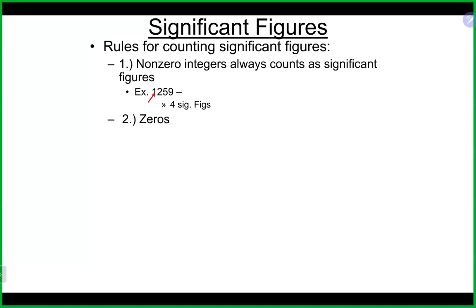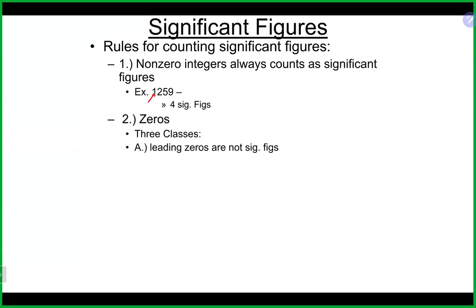Now, zeros are the ones that usually will give people a hard time. And there are 3 types of zeros that we come across. There is what is sometimes referred to as leading zeros. Leading zeros are not significant. So you could have 1,000 zeros before you hit the very first non-zero number, and none of them are significant.